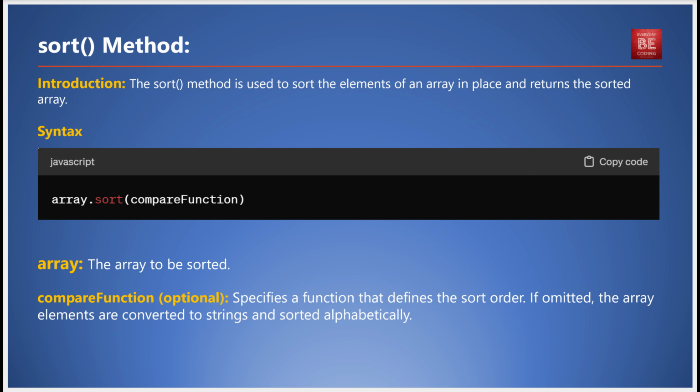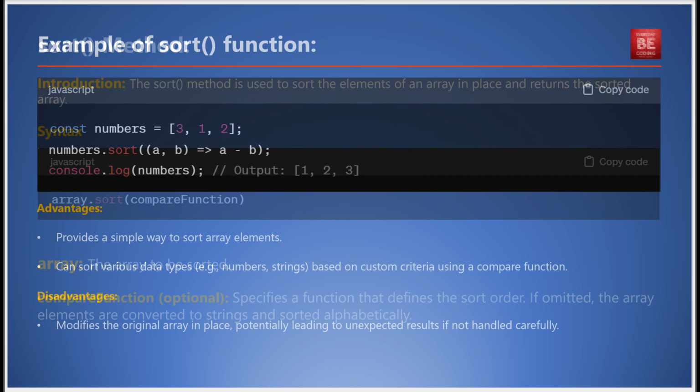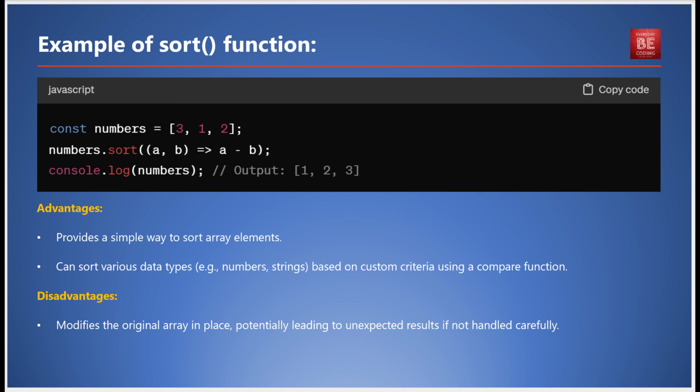Finally, let's look at the sort method. This method sorts the elements of an array in place and returns the sorted array. The syntax is Array.sort(compareFunction). The compare function is optional. If you omit it, the array elements are converted to strings and sorted alphabetically. Here's how you might use the sort method.